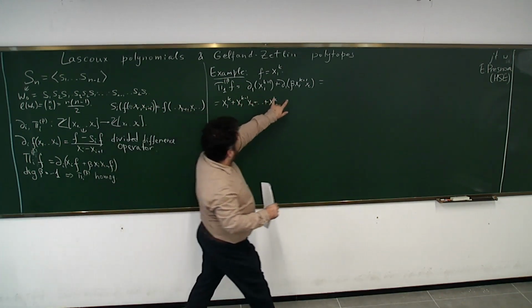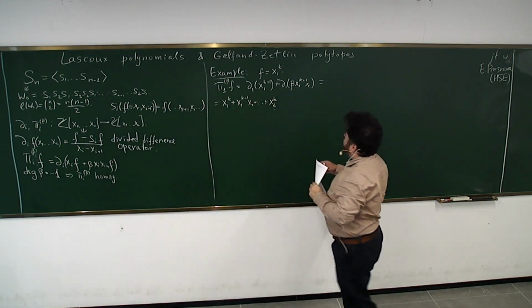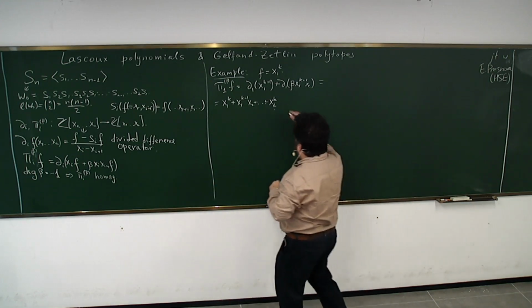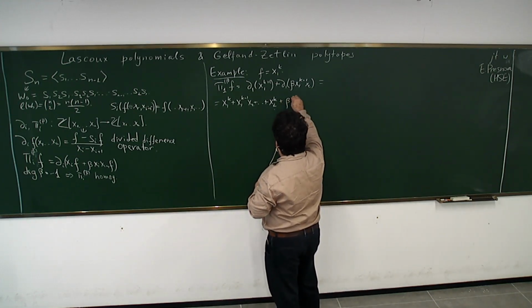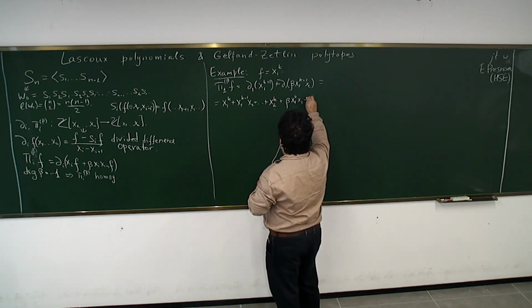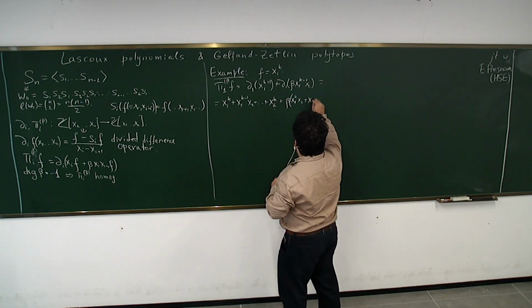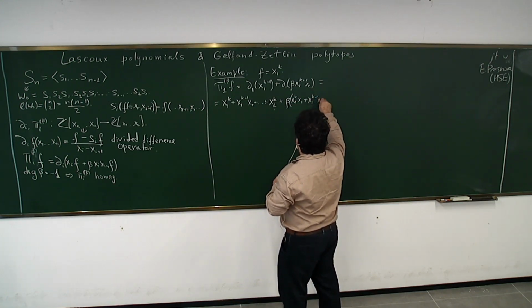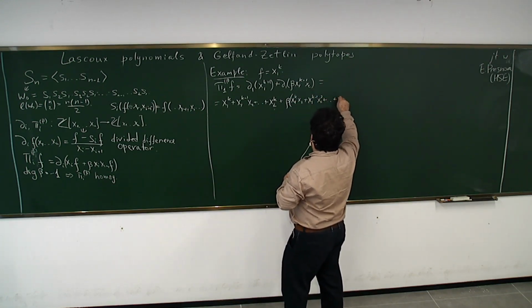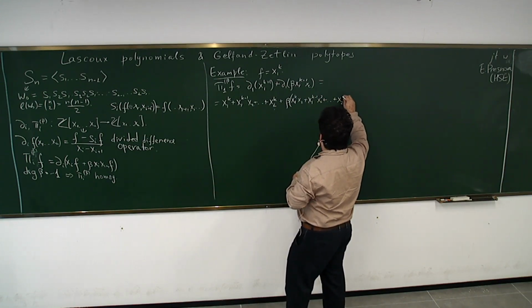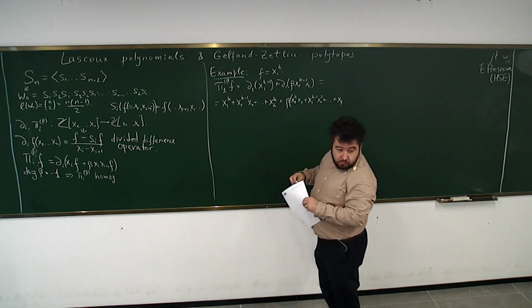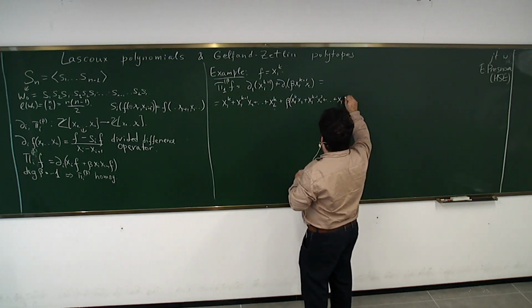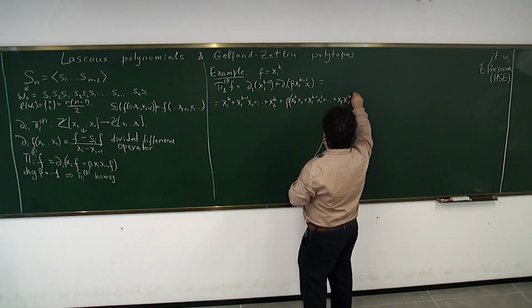And this has one term less, but they all start with beta: plus beta x1 to the power k x2, plus beta x1 to the power k minus 1 x2 squared, plus, and so on and so forth, up to x2 to the power k.